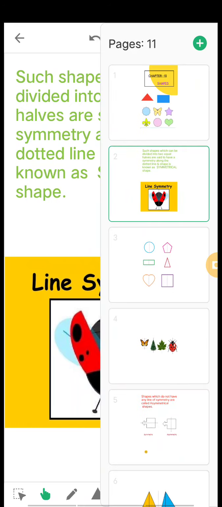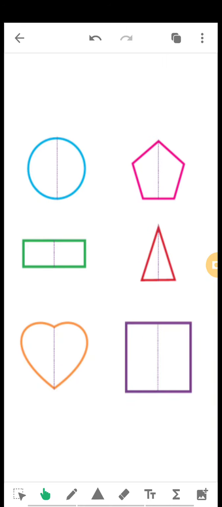Now, here you can see some shapes and their lines of symmetry as well. Here the shapes are circle, pentagon, rectangle, triangle, heart and square. You can see this line of symmetry divides the shape into two equal halves. So we can say that this shape is a symmetrical shape.